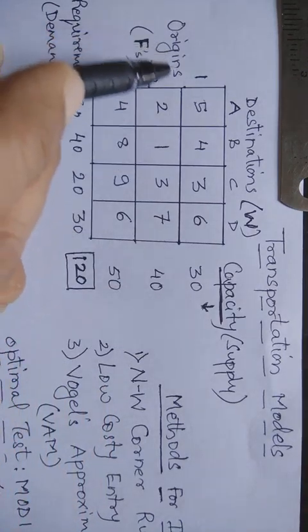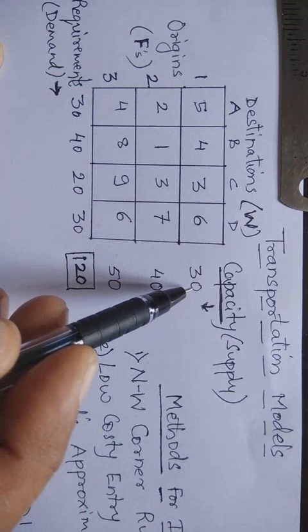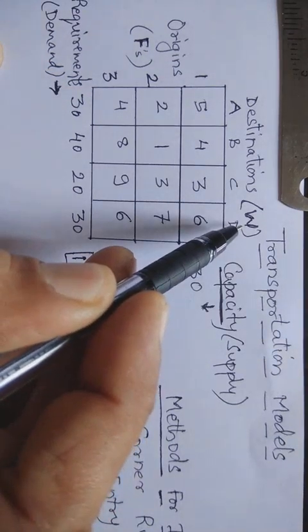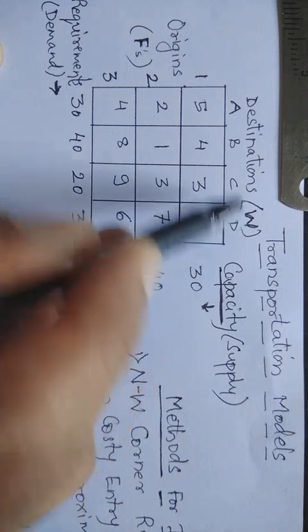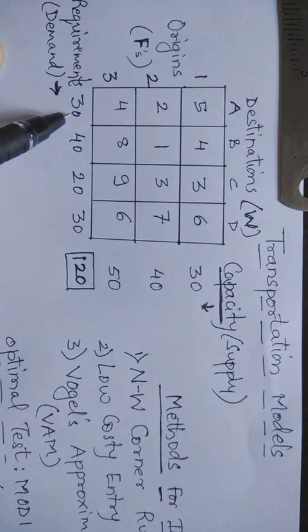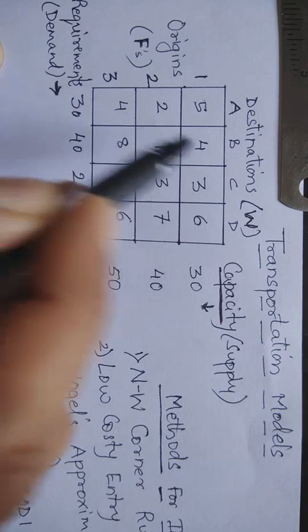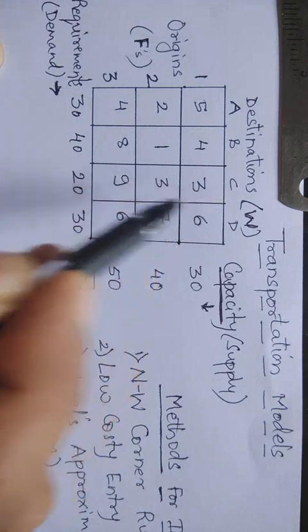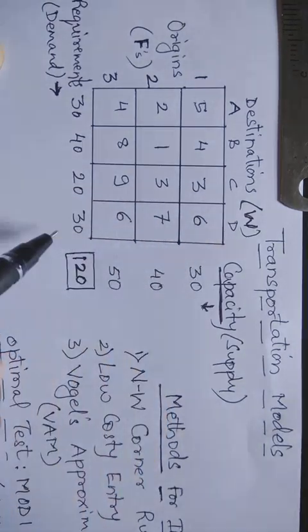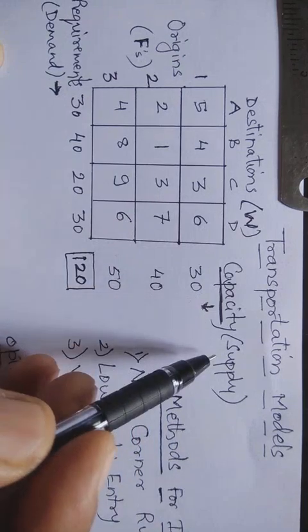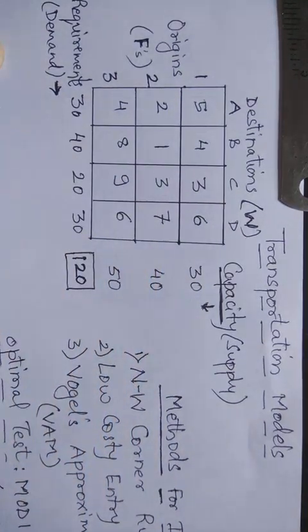Correct? On one side, factories have the capacity, means that much they can supply. On the other side, warehouses where the goods are to be transported from the factories. Warehouse A has a requirement of 30. Requirement means demand. Warehouse B has a requirement of 40 units. Warehouse C has a requirement of 20 units. Warehouse D has a requirement of 30 units. So factories have the capacities or supply. Warehouses have the requirements or the demands.